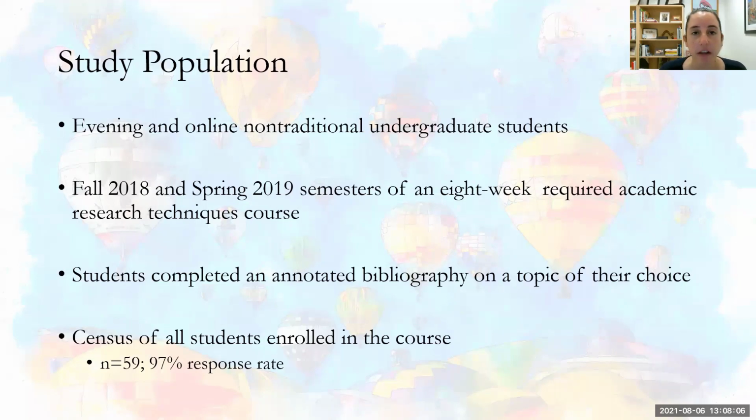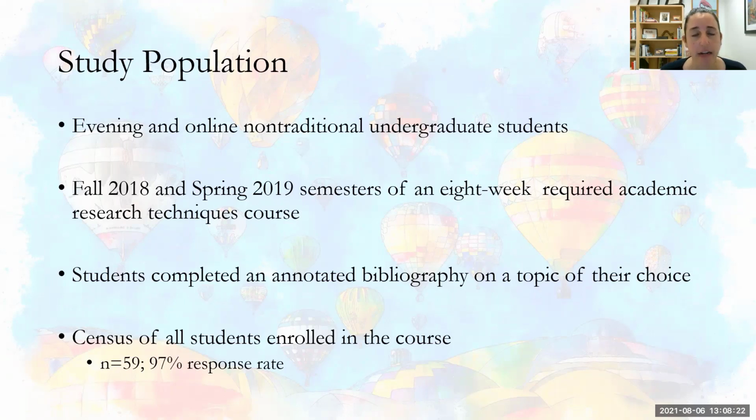My study was made up of evening and online non-traditional undergraduate students. Those are typically students that are over 26 years of age, usually working full-time. That's why they might choose to do evening or online classes.